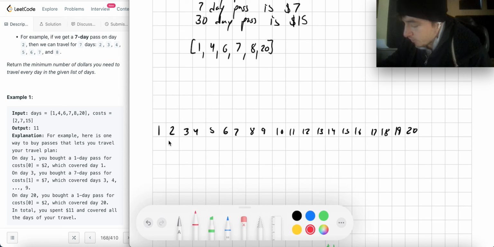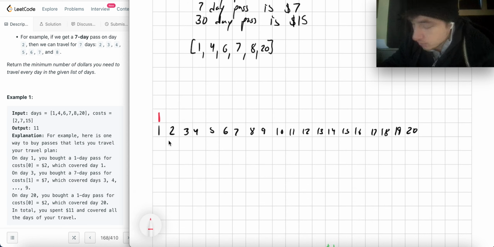So we could create an array where each of the days that's highlighted, right? So day 1 would be 1. We don't travel day 2. We don't travel day 3. We travel day 4. We don't travel day 5. We travel day 6. We travel day 7. We travel day 8. We don't.